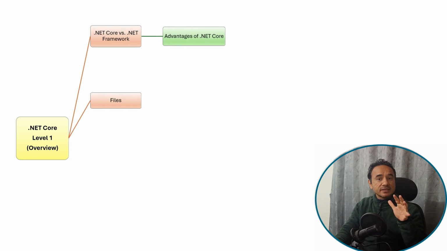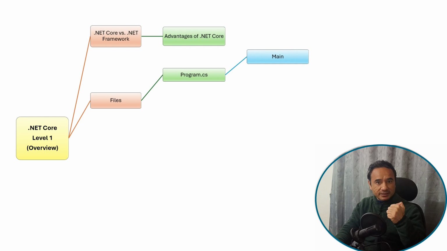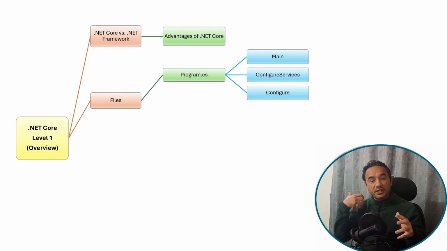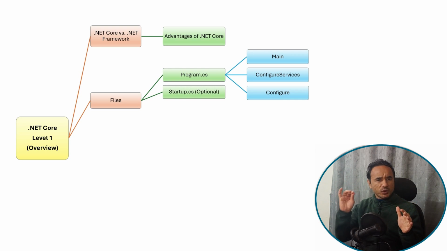Okay, advantages. Then you have to understand the files inside the .NET Core projects. Here you have the program.cs file, the most important one. Inside it you will have the main method, which is the entry point of the application. Then the configure services method, where you register the dependencies and services. Then the configure method, used for setting up the middlewares that handle the requests and responses. Okay, and you optionally have the startup.cs file as well. This was used in the earlier versions before 6.0, but not now.